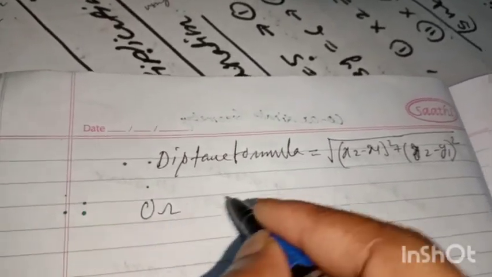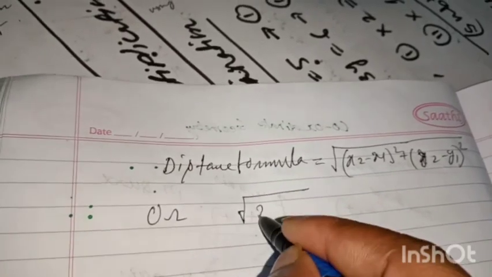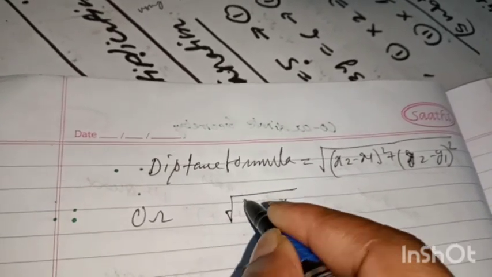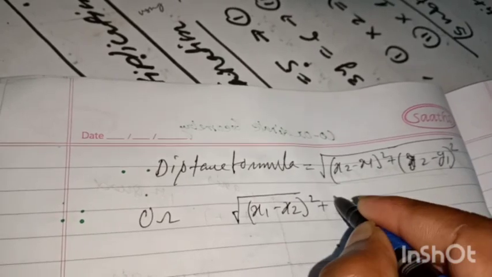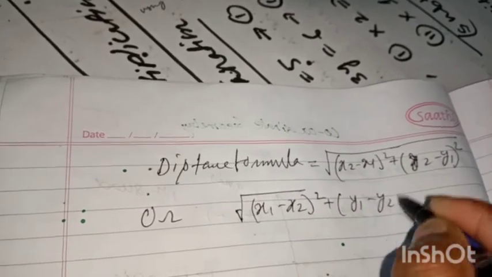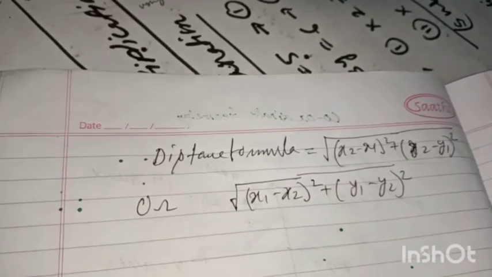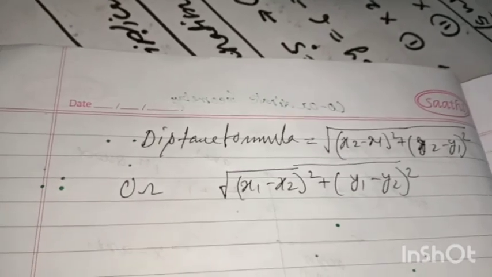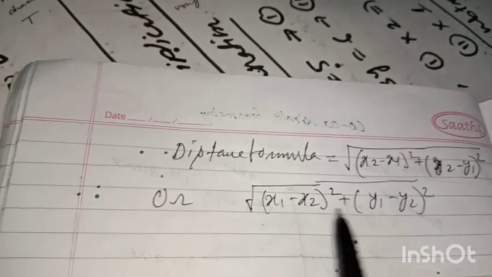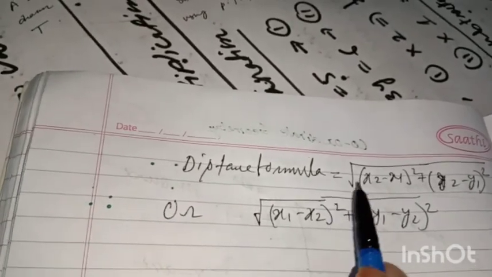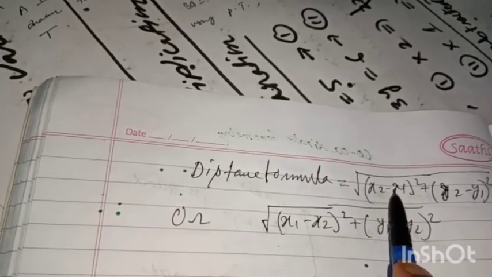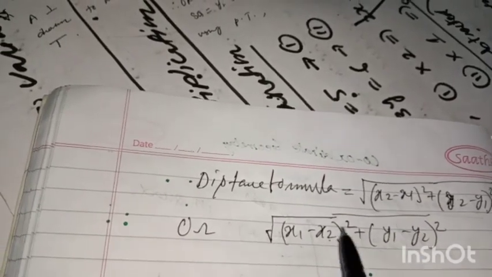Or can you write this formula like that? Root over X1 minus X2, or what? Y1 minus Y2. So you are thinking that A minus B is not equal to B minus A. It is not possible, but it is possible because here A minus B, so X2 minus X1, X1 minus X2, different, but square is here.